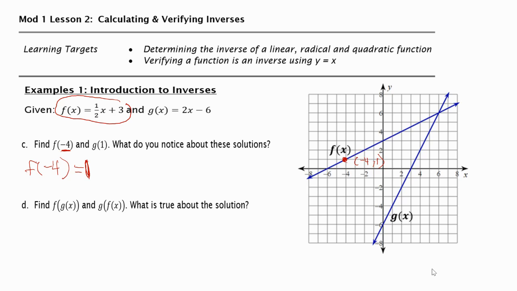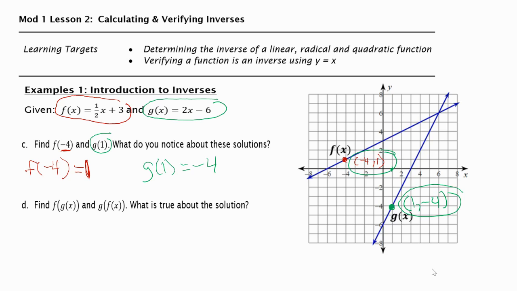Same thing if I look at what g of 1 is. Well, g of 1 is this function right here. I could substitute it in, or I could read it off the graph. I see +1s here, so that's going to be -4. And that's the point (1, -4). So on f of x, I have the point (-4, 1), and g of x has the point (1, -4).